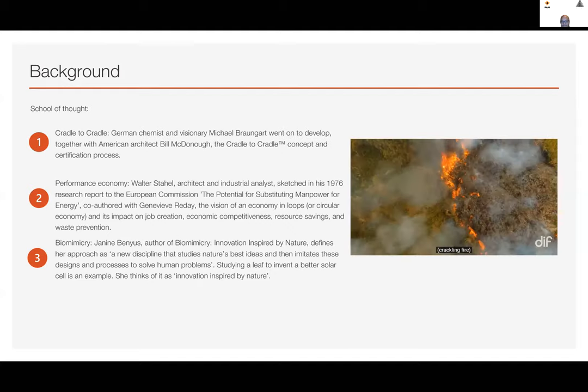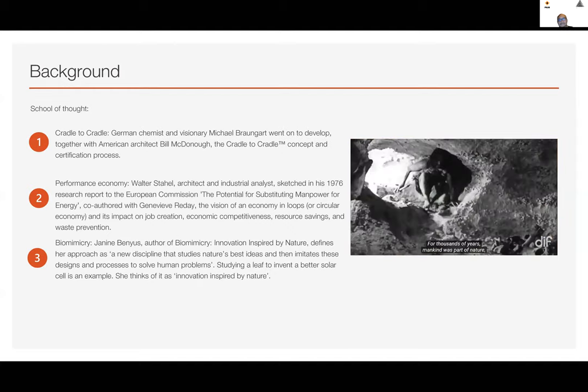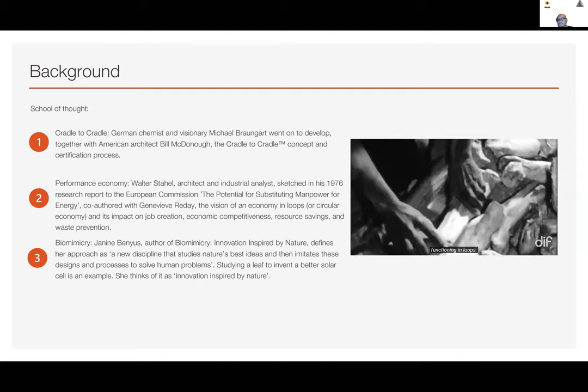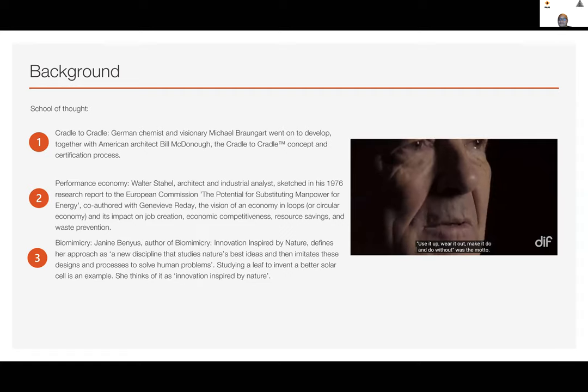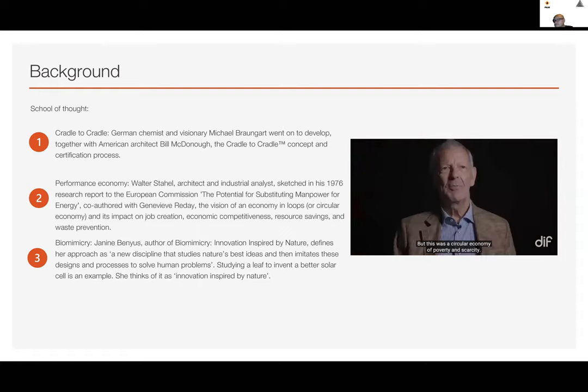So, for thousands of years, mankind was part of nature, functioning in loops. Use it up, wear it out, make it do and do without was the motto. But this was a circular economy of poverty and scarcity.